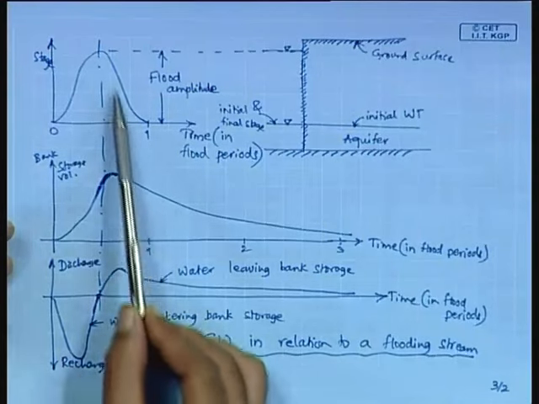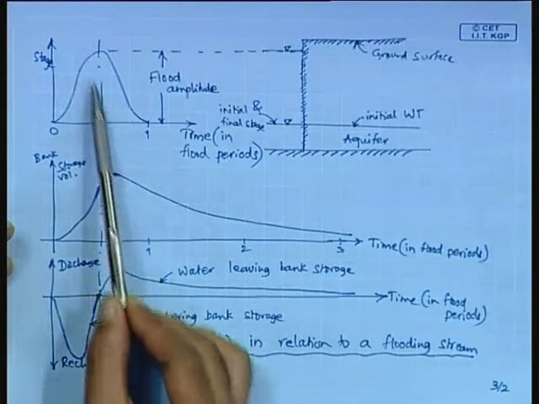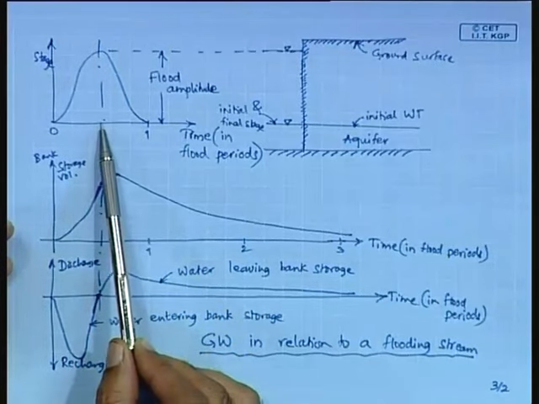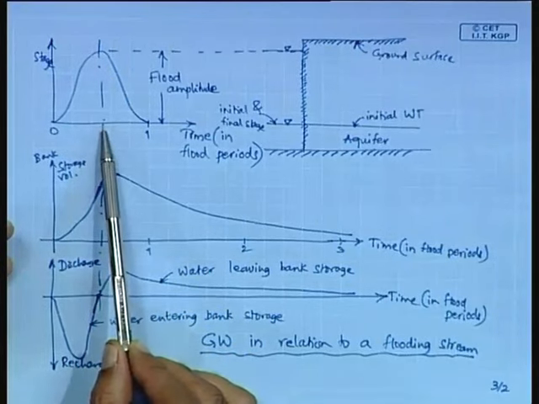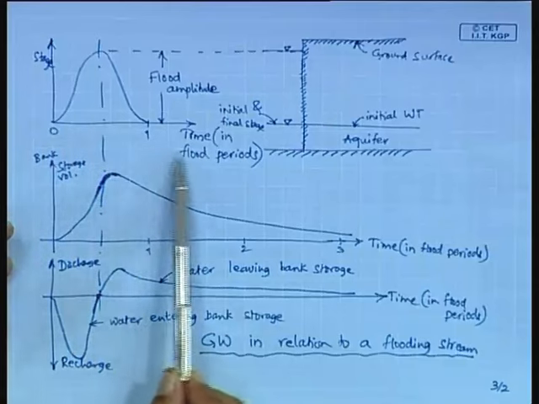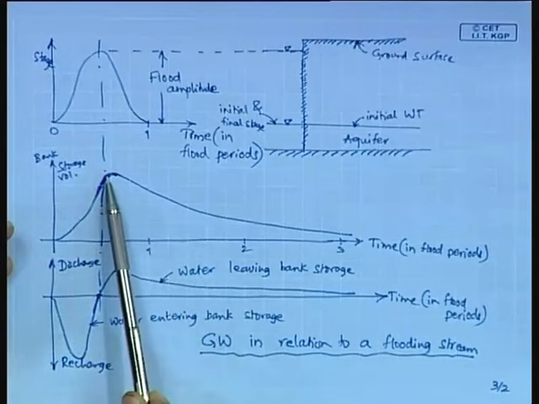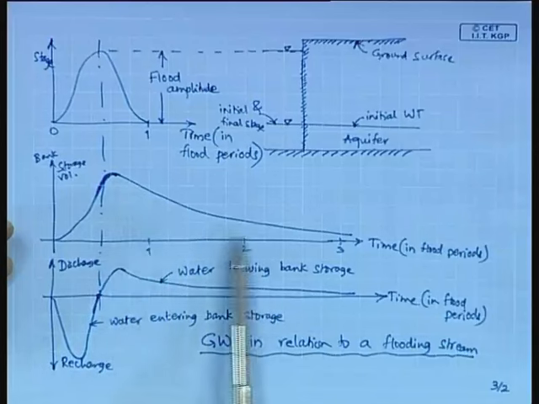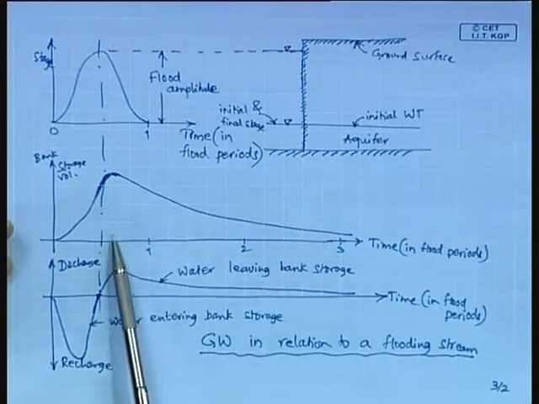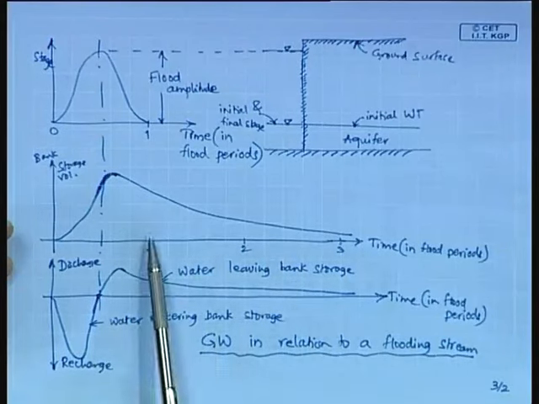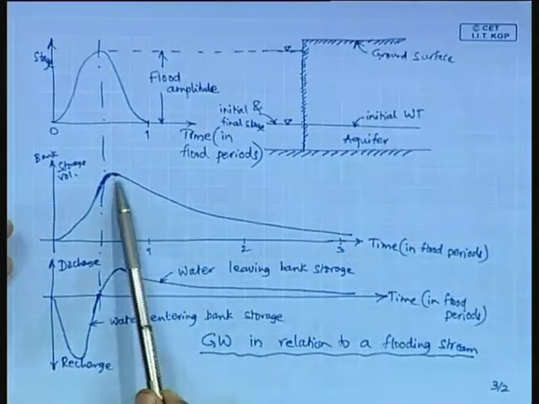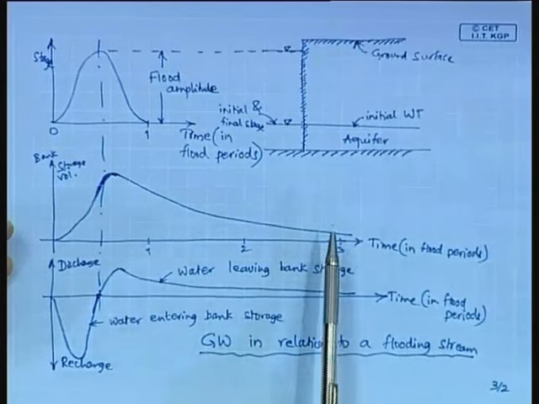So in this case, if the time for the receding flood stage hydrograph is maybe of the order of say 40% to 50% of the flood period, whereas the time for the reduction in the bank storage volume may be at least two and a half times the flood period. So it is more gradual here.